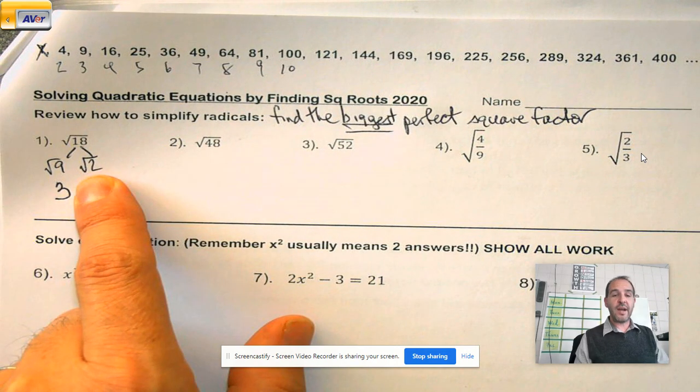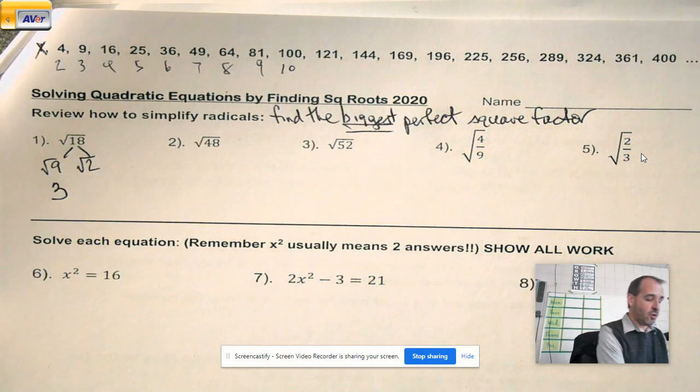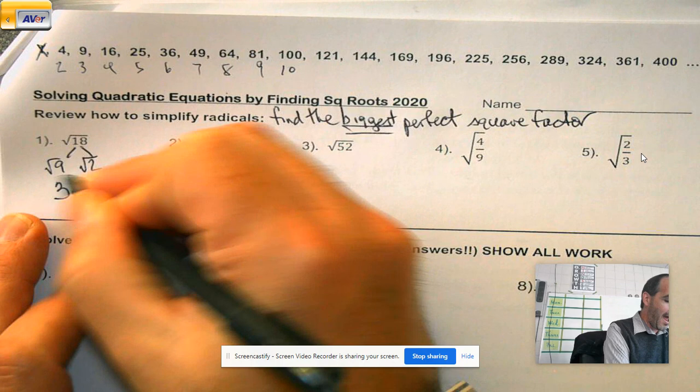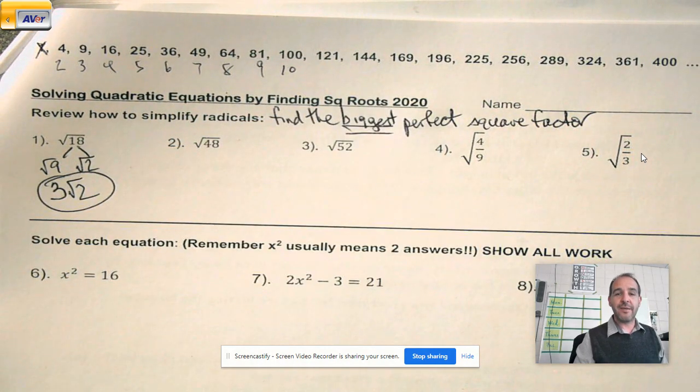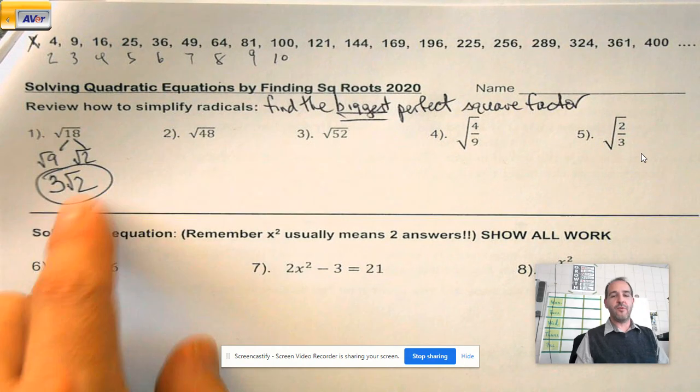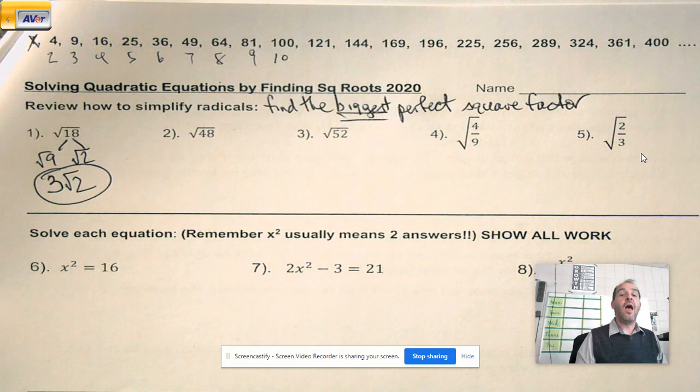The other one doesn't break down nicely, so it has to stay in radical jail. It is acting irrationally. And if you just understood that was a math joke, good for you. Because square roots are irrational numbers. Okay. Are they all going to be that straightforward, though?